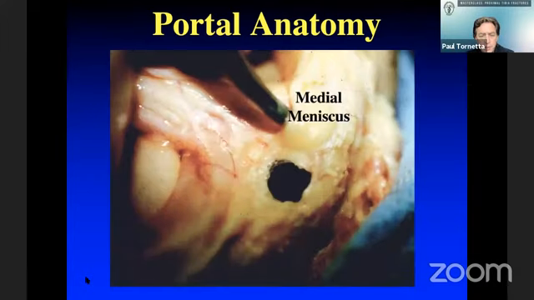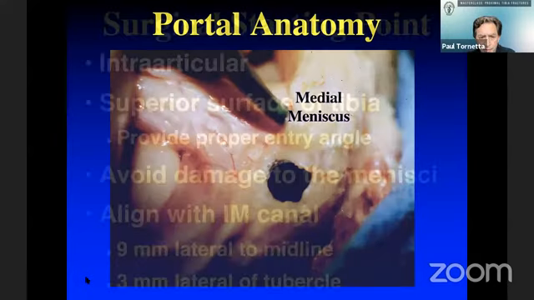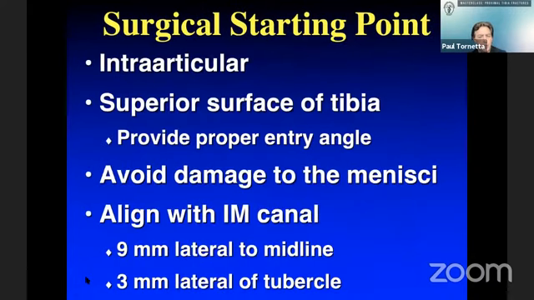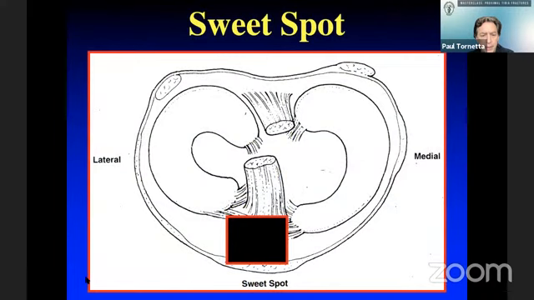And this is basically in the intermeniscal ligament. It's a safe place to be, and I don't have a lot of knee pain when I do this portal, but you've got to be precise about it. So it's an intra-articular portal. It's on the superior surface. And if you align it with the IM canal, it's about 9 millimeters lateral to midline, a little bit lateral to the center of the tubercle. So this is the sweet spot right here.